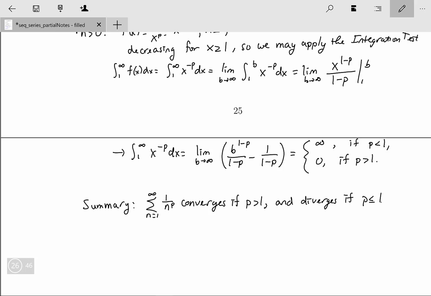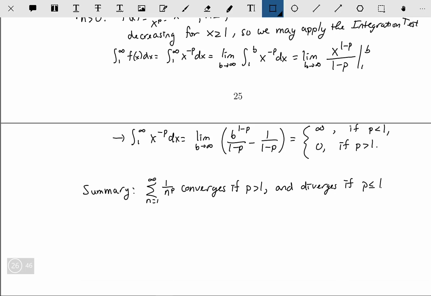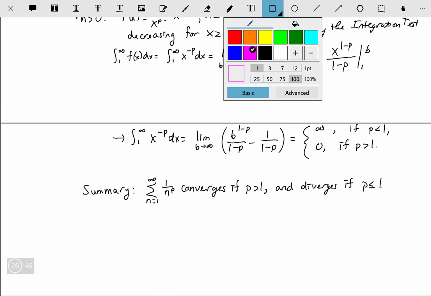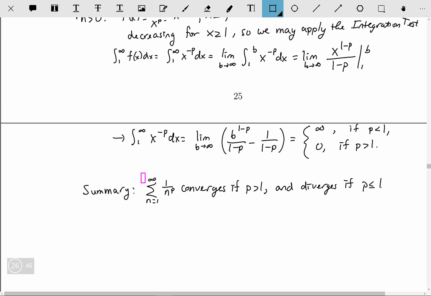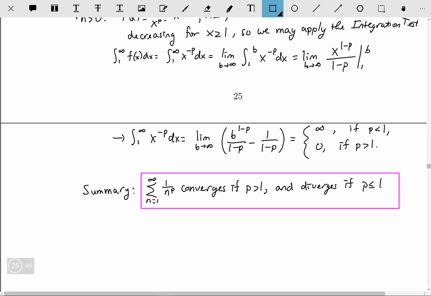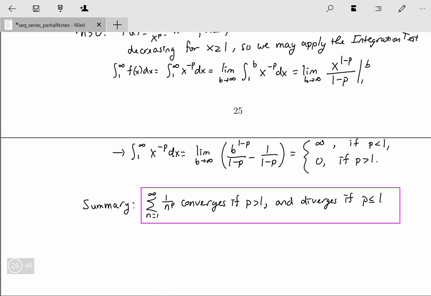Okay, let's box this and see if it's going to work. All right, so that's all you need to remember for the p-series. Excellent.